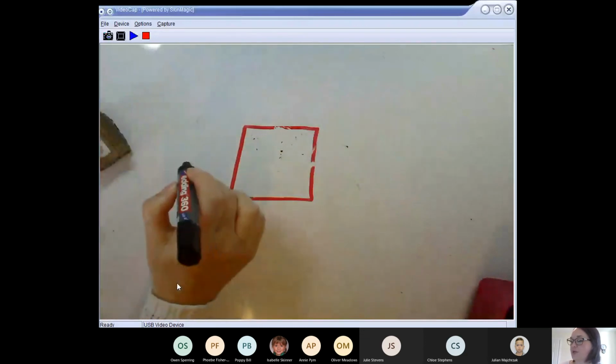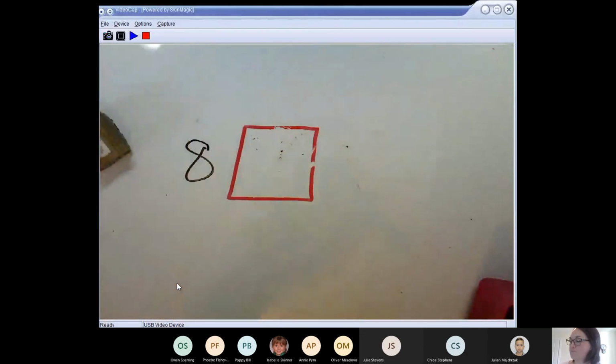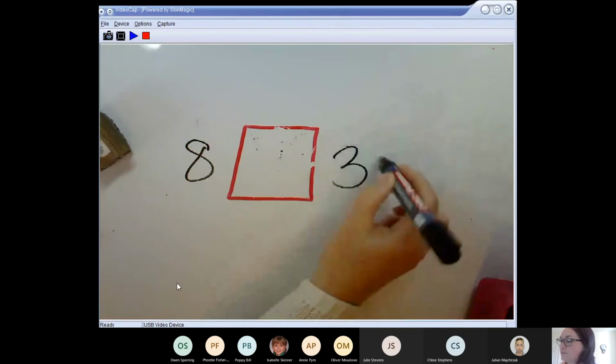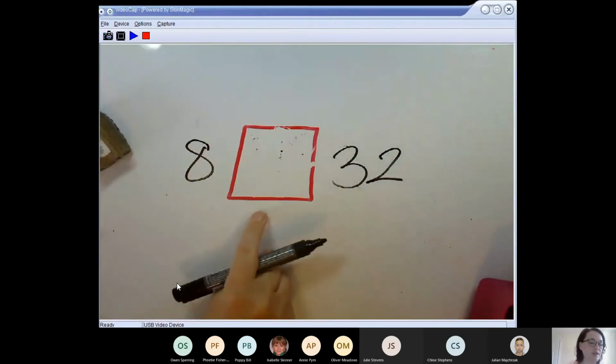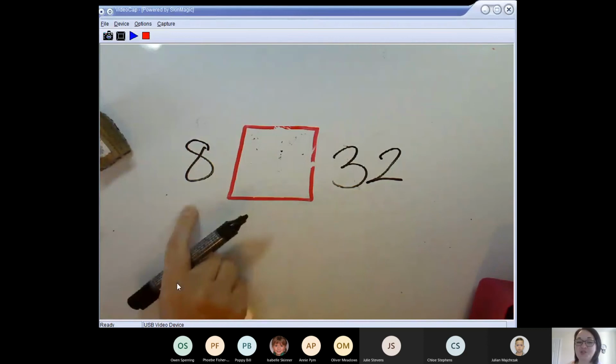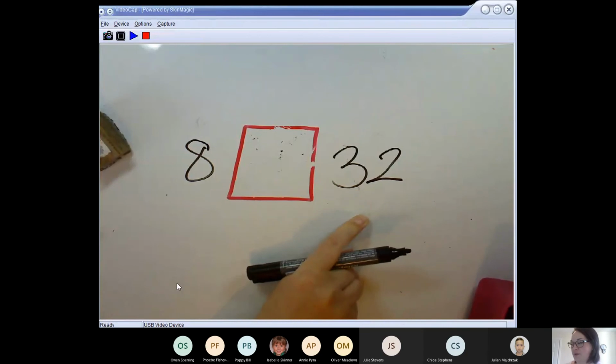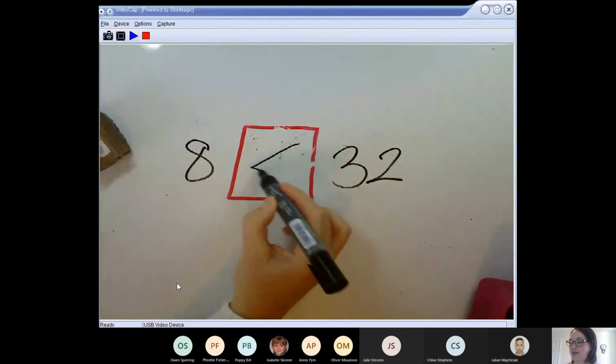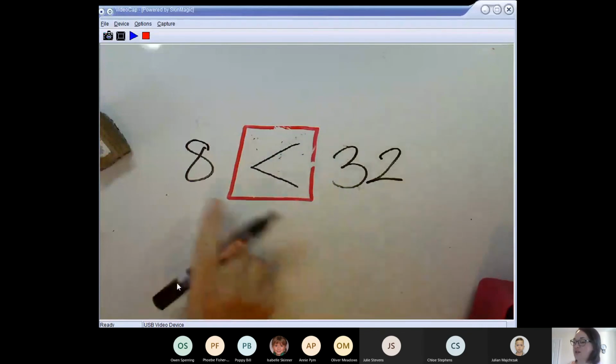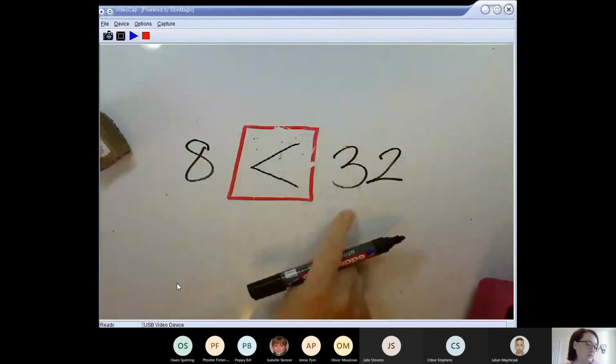And I'm going to put two more numbers. So again, think about what sign goes in the middle and which way round you write it. That's the most important bit. Because I'm sure we know that 8 is less than 32. But the challenge is which way round does that less than sign go? Hopefully you were thinking of that sign there. 8 is less than 32.